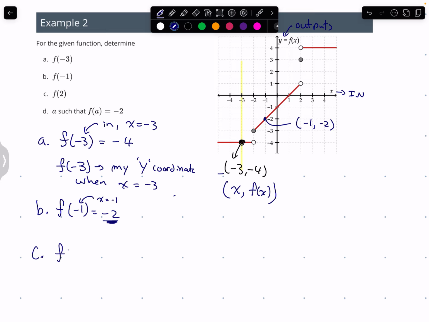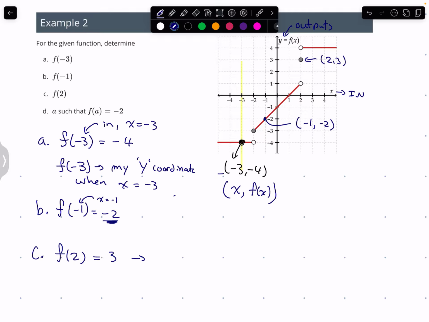C, f of 2, same idea. I find my x input of 2, which is here, and I go up. This is a special kind of function that you don't really have to worry about right now. It's a piecewise function. The hollow dot means the function isn't plotted there, it's plotted where the gray one is. So I go here, and this is my coordinate 2, 3. Therefore, f of 2 is 3.